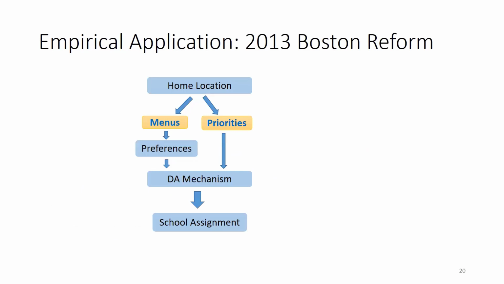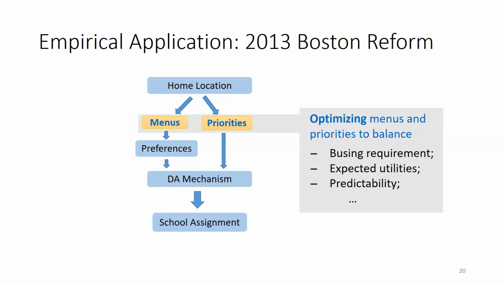Let me go into more detail by discussing the empirical application, which is based on the 2013 Boston reform, in which the policymakers wanted to find the best menus and priorities that depend on home locations in order to balance busing requirements, expected utilities of students, as well as the predictability of the system. So here, capacities are treated as fixed, but in the paper I show how one can use heuristics to handle this discrepancy from the previous framework.